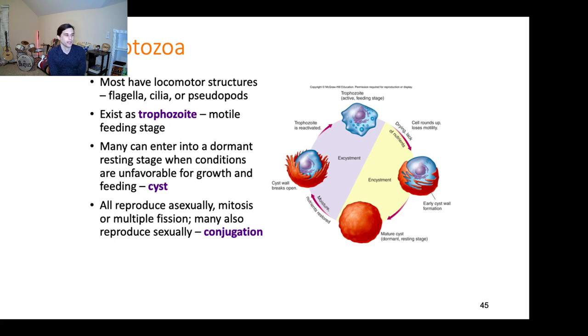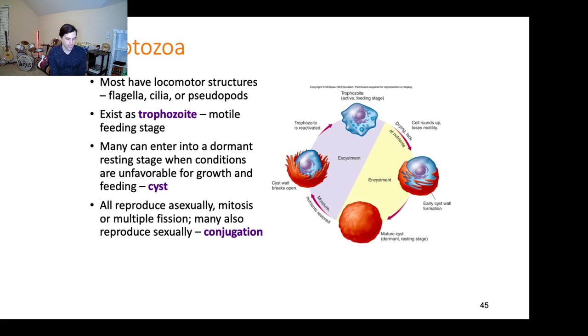You have a form that's able to move around and eat and swim around in the environment, and that's called a trophozoite. They're going to have either a flagella, or they're going to ooze from place to place with a pseudopod, fake feet like an amoeba, or they're going to have those little cilia which they swim around with. If they're moving, they're in the trophozoite form. That's a moving form that can eat and take in nutrients from the environment.